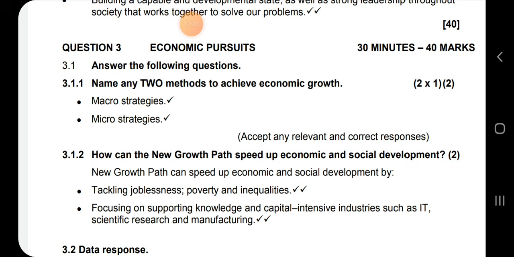How can the New Growth Path speed up economic and social development? The New Growth Path can speed up economic and social development by tackling joblessness, poverty, and inequality. So it has to tackle joblessness, poverty, and inequality in order to speed up economic and social development. And it has to focus on supporting knowledge and capital-intensive industries such as IT, scientific research, and manufacturing.